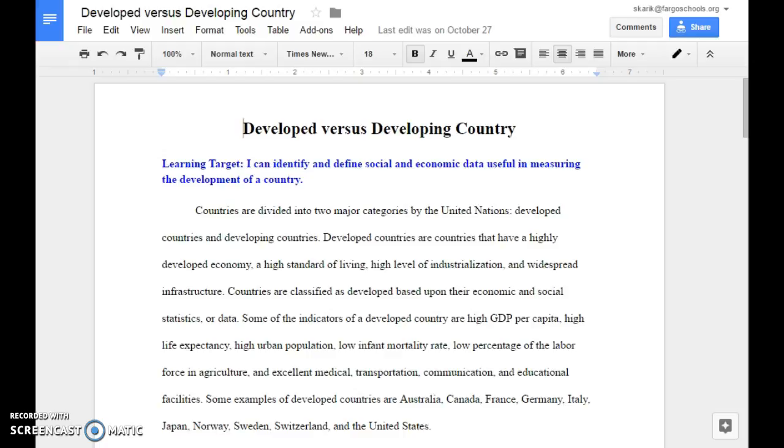Some examples of developed countries are Australia, Canada, France, Germany, Italy, Japan, Norway, Sweden, Switzerland, and the United States.